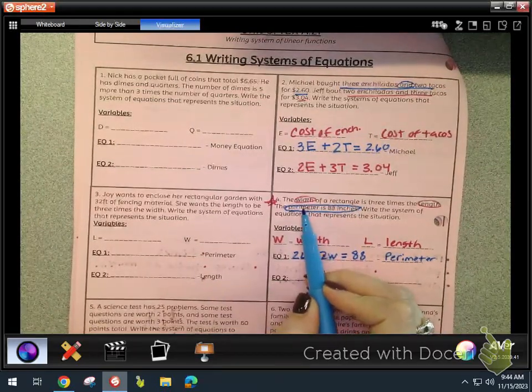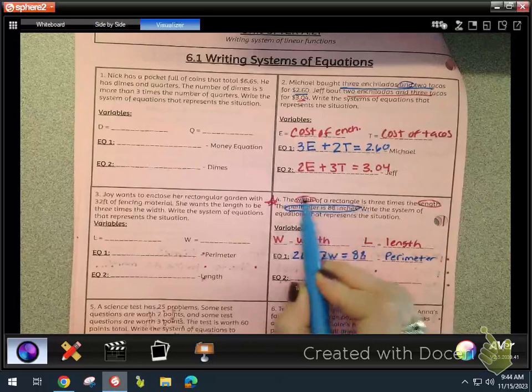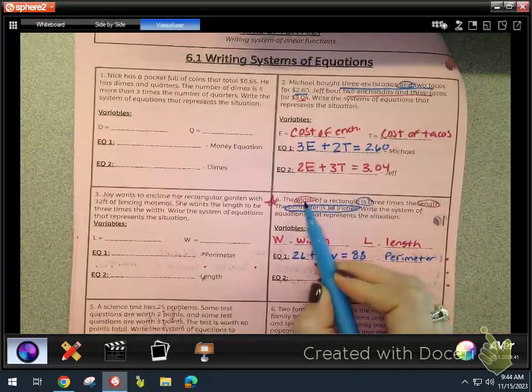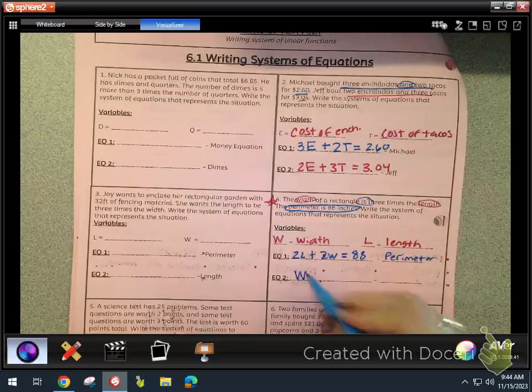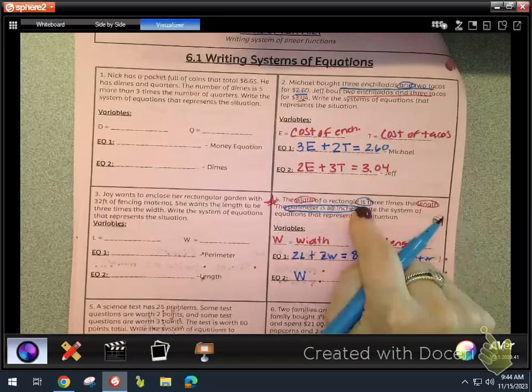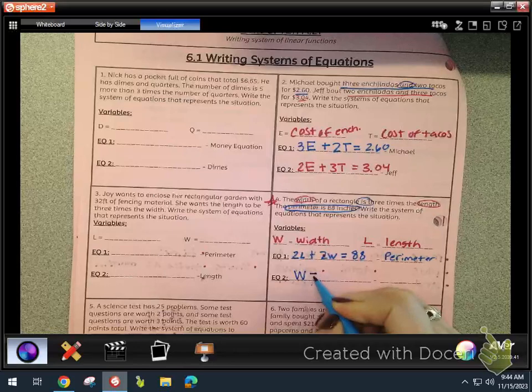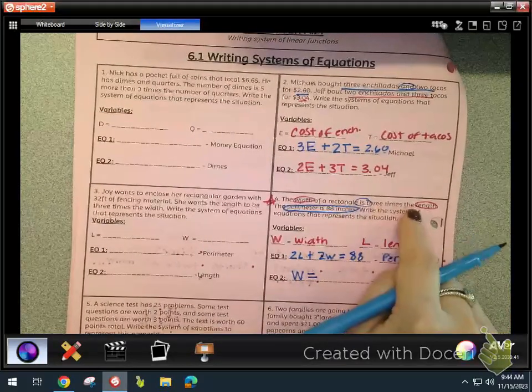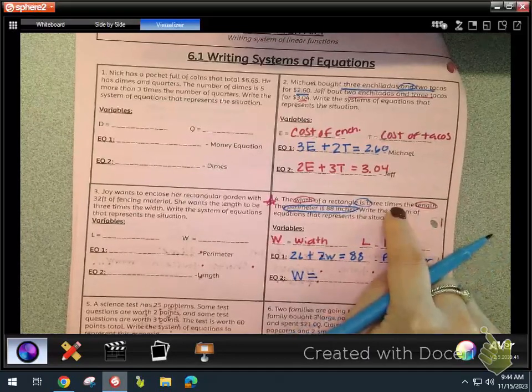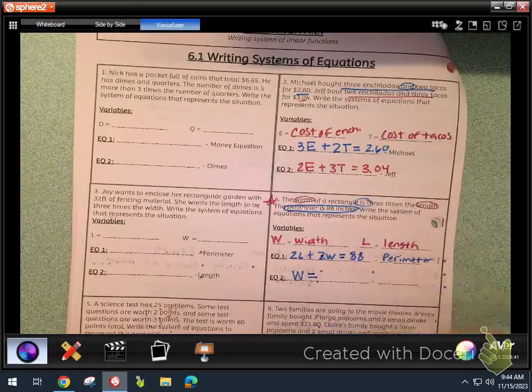Watch how I look at this. The what is. What does it say? The width. So I'm talking about width, is means equals, 3 times length. What does times mean? You're going to do what operation? So 3L.